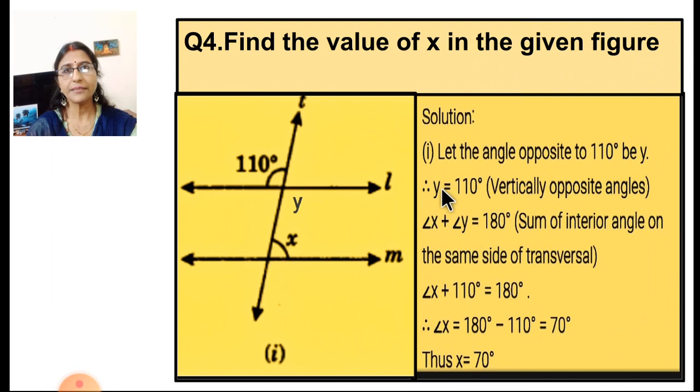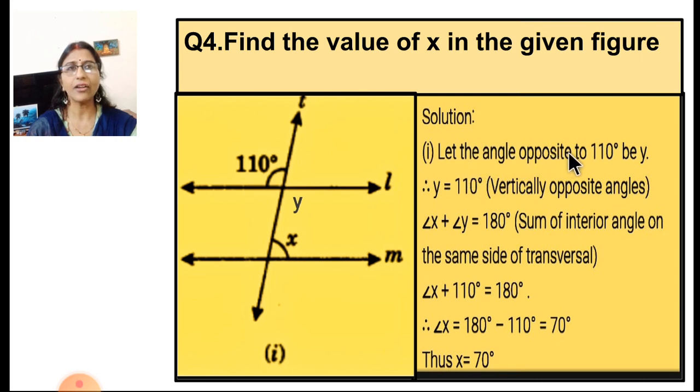Now question number 4, in the previous presentation I have given homework. This again I have solved here. If you have any doubt you can check your homework whether you have done correctly or not. Question number 4, the first part: find the value of x in the given figure. So this was the question given, you have to find out the value of x, and this angle was given as 110 degrees. Now this is the solution part I am showing you.